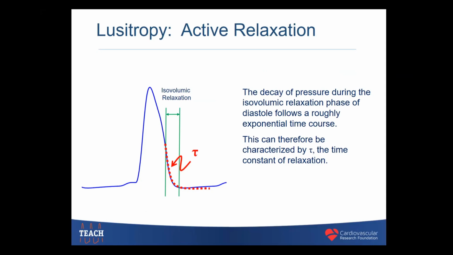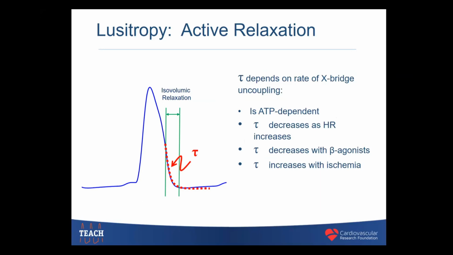And that can be very different for each ventricle. So a normal ventricle will have a normal tau, but someone with HFpEF or HFrEF may have a much longer tau, which means it takes much longer for them to relax because of the cardiomyopathy that they have. And different things can change this rate of relaxation.